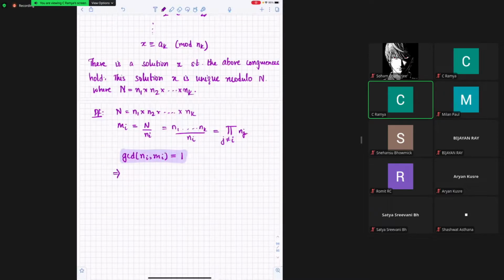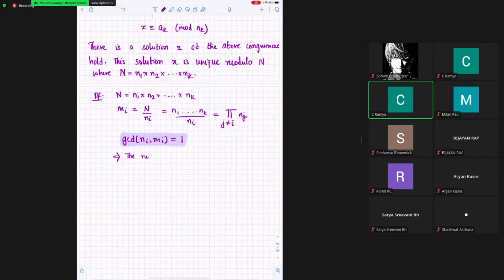So I can say that the multiplicative inverse of mi modulo ni exists, right? Because the GCD is 1. Nothing fancy, whatever we saw. Let's call this inverse yi. So yi is the multiplicative inverse of mi modulo ni.